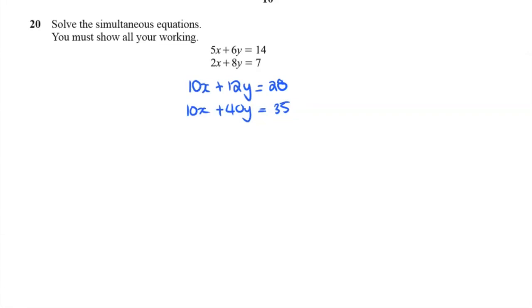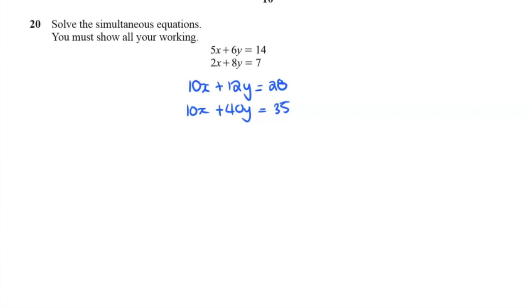Right, but which one do we want to subtract? Do we want to take the top one, subtract the bottom one, or do we want to take the bottom one and subtract the top one? I always look at them and say, well, which one has the higher coefficients? I'm going to subtract the other one from that. 40 minus 12 turns into a nicer number than 12 minus 40.